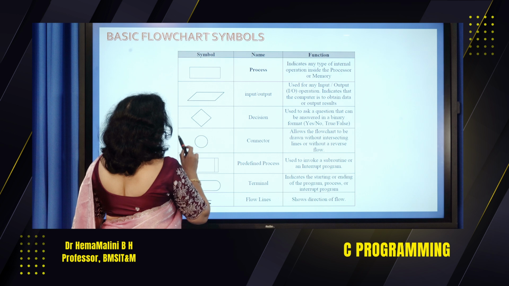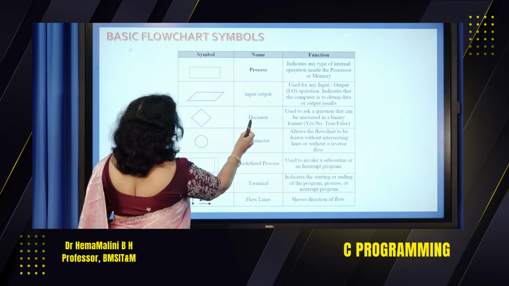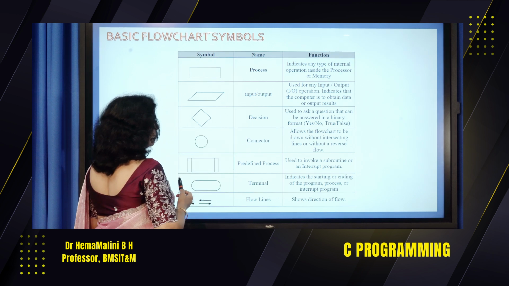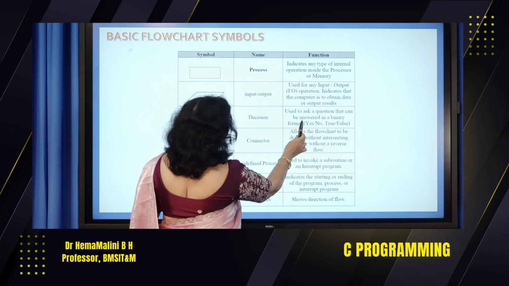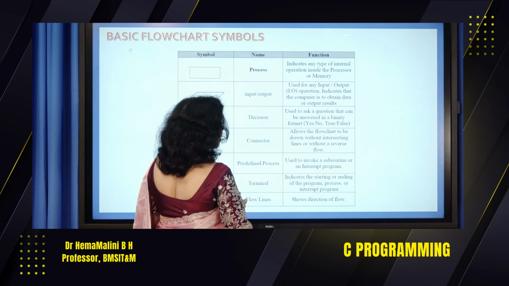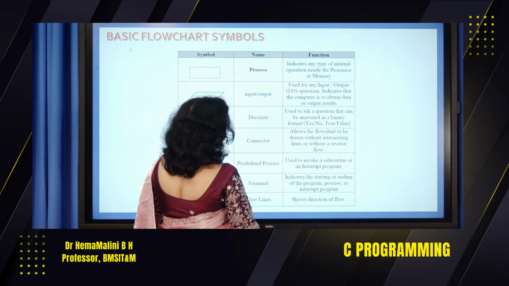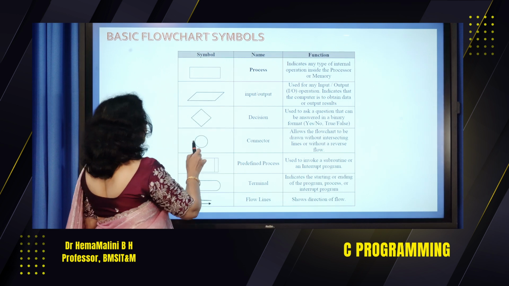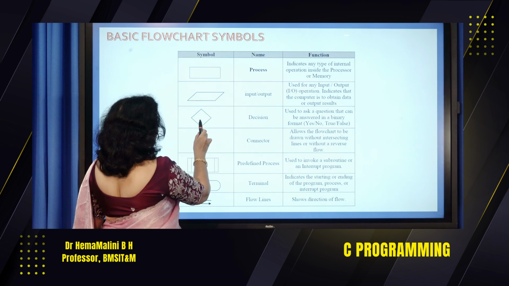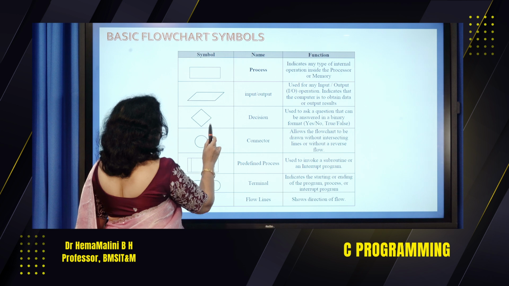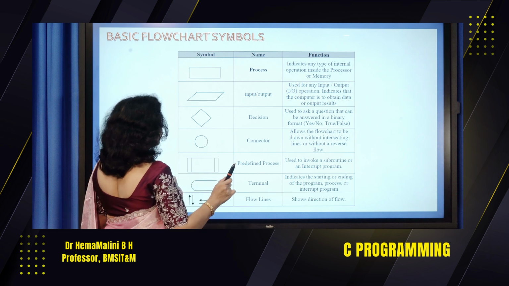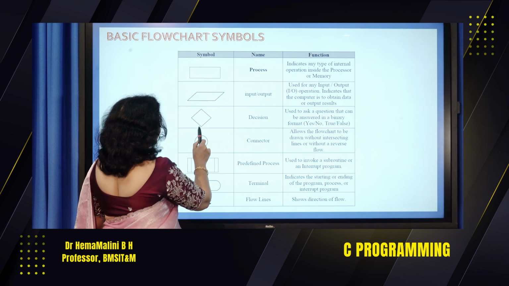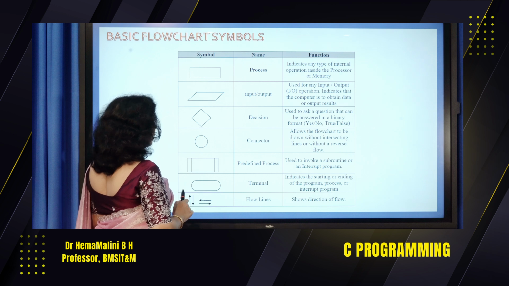Coming to the rhombus, this shows the decision. It is used to ask a question that can be answered in a binary format, that is yes or no, true or false. Wherever we have to make a decision, the decision should have only two values, either it is true or it is false. Then we are going to use this symbol.